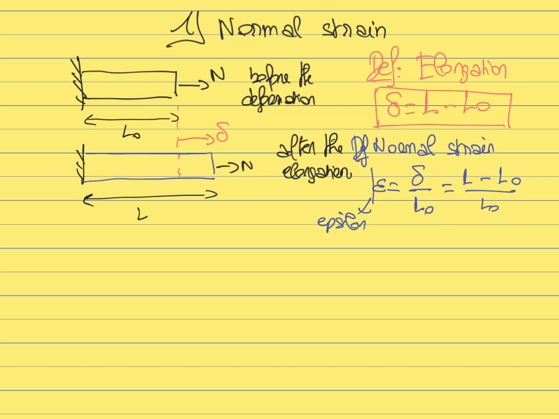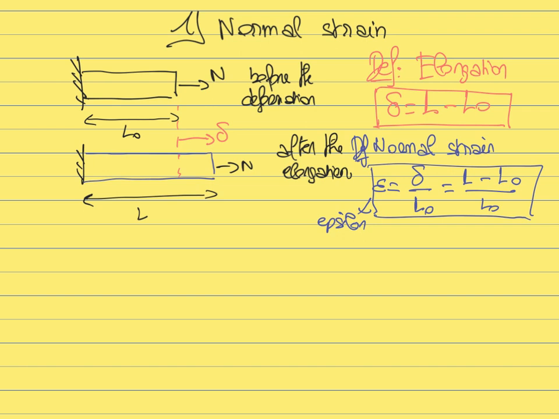So that is the relative elongation. In this case, we normalize the elongation by the initial length. That gives us the relative elongation, or the strain. And in this case, because it's a normal elongation due to a normal load or a normal stress, this is what we are going to call a normal strain.